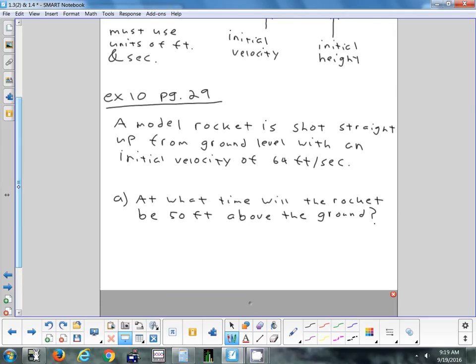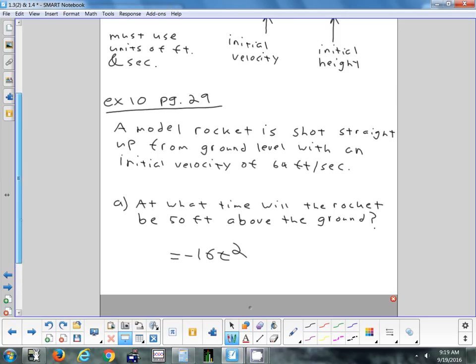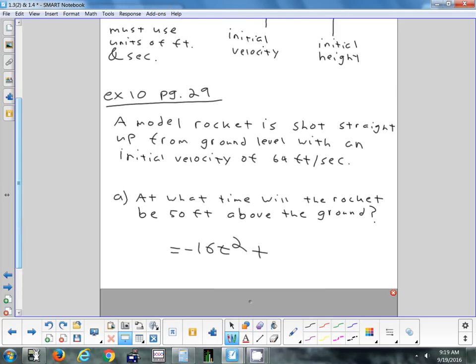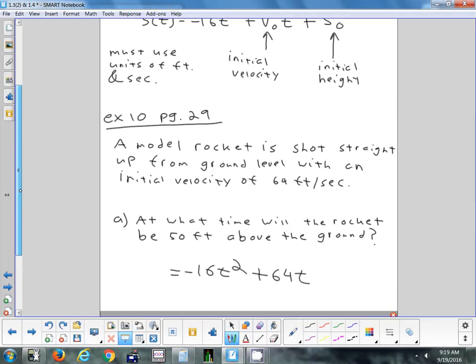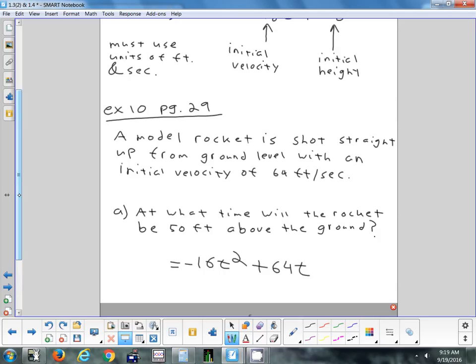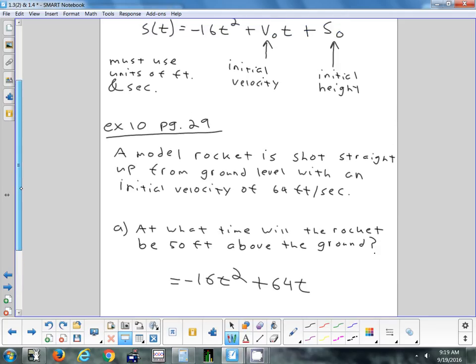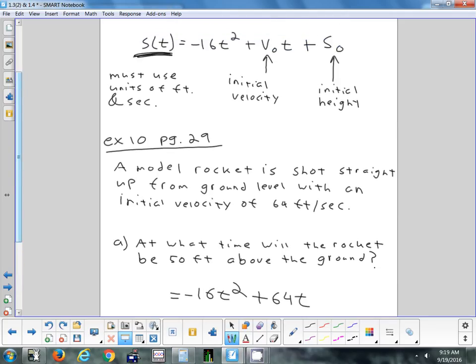All right, so let's fill everything in our equation. Negative 16t squared plus v sub 0 t. What's the initial velocity here? 64 feet per second, plus s sub 0. What's my initial height? Nothing. Okay, ground level. And they want to know when the rocket is how high? 50 feet. That's your height as a function of time.